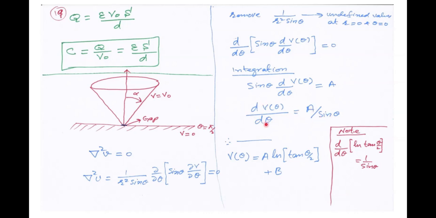Again apply integration on both sides, and we know that the derivative of ln tangent theta by 2 equals 1 upon sine theta. So we can replace the integration. If you integrate this formula with respect to theta, you will get ln tangent theta divided by 2 equal to the integration of 1 upon sine theta with respect to theta.